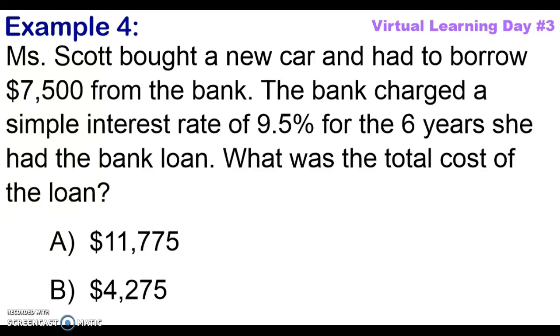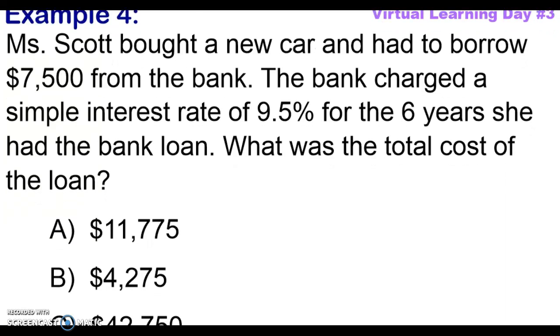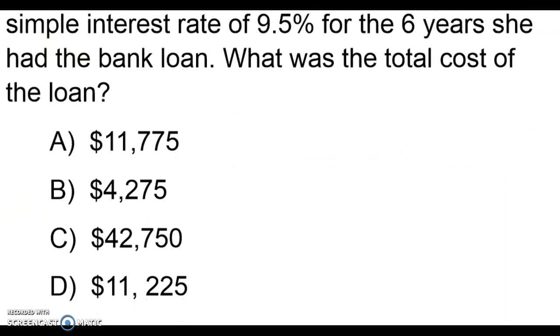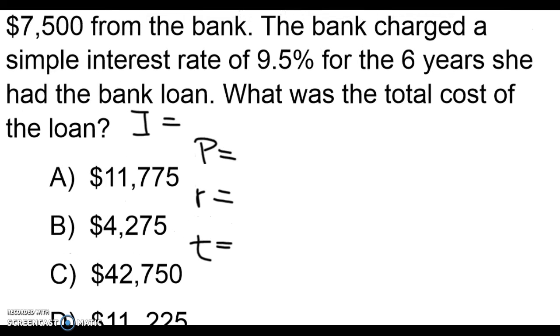Because I see words such as simple interest rate and bank loan, I know on my proof paper I want to write I equals, P equals, R equals, and T equals. Let's take a look at some of the things I can fill in. The first thing that I notice is this percent. So that is our rate.